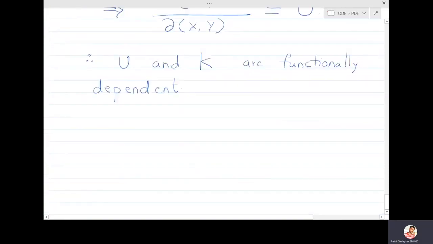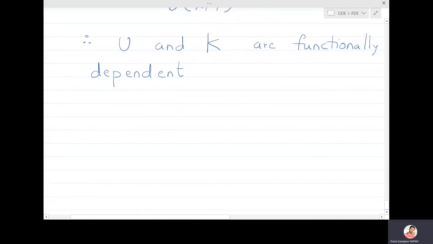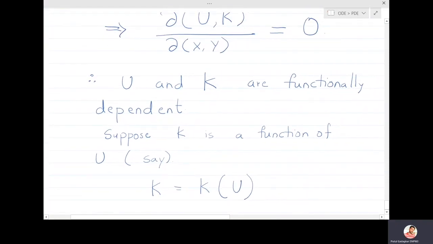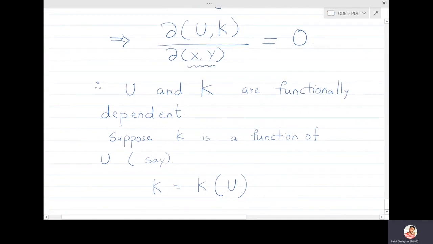So what we will say is that suppose k is a function of u. You can even take u as a function of k or k as a function of u, any way you can take it here. Now you have to be very careful, because the dependency of u and k is only with respect to the variables x and y, but u and k were functions of x, y and z. So here k is a function of u, and I should not forget that z is also in the picture. The question of x and y is resolved over here, so who is left? The z variable we are still not paying attention to.